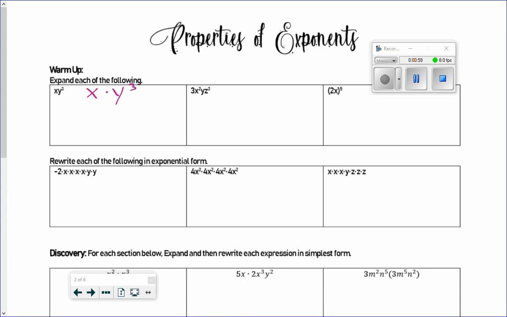All right, so what we're going to do is expand this out. By expanding it, we're going to break it down into all the pieces. So just like you said, y to the power of 3 is y times y times y. So that's the long way of writing this. X times y times y times y. It means the exact same thing. And this is going to help us to understand some of these more complicated problems of how to simplify.